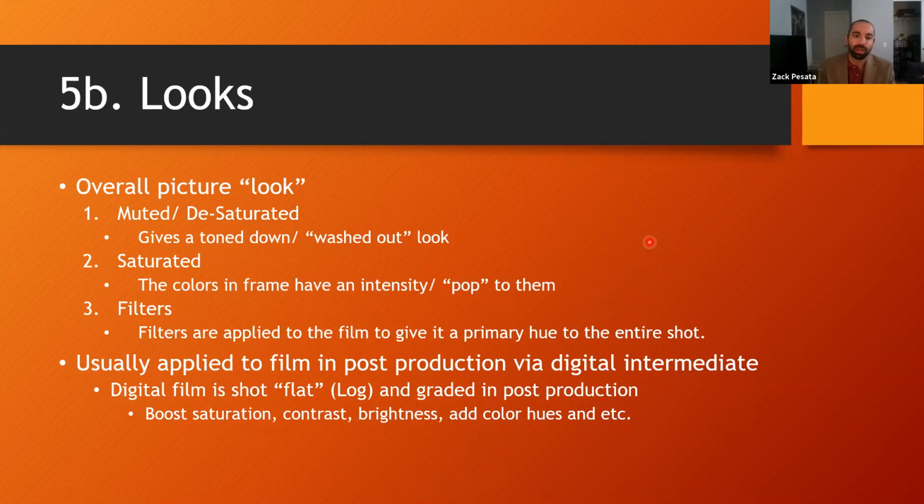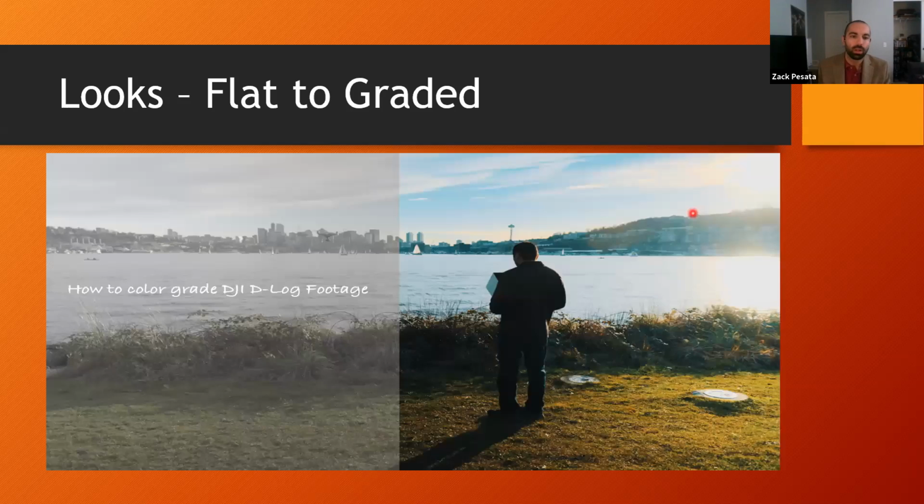Filters are applied to the film to give the entire shot a primary hue. It's usually applied in post-production via a digital intermediate. Digital film is shot flat and then graded in post-production to give you these different looks. So here's our look from flat to graded.